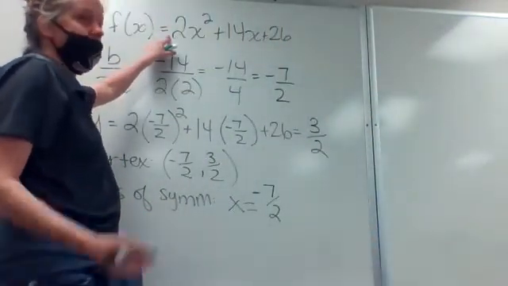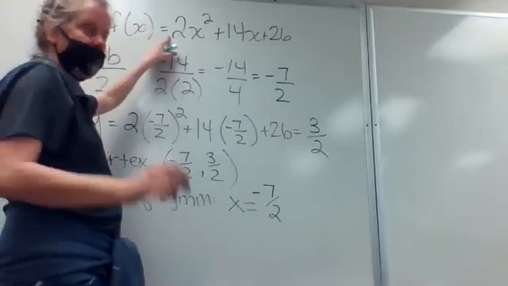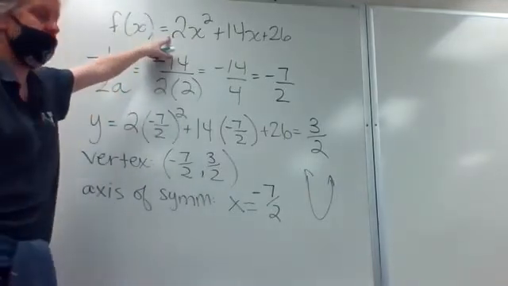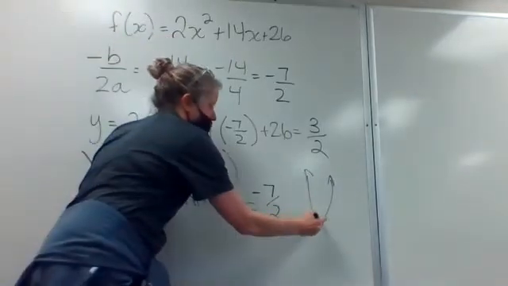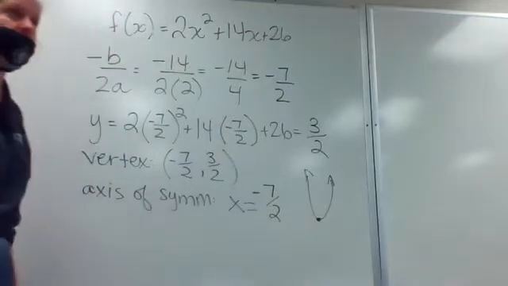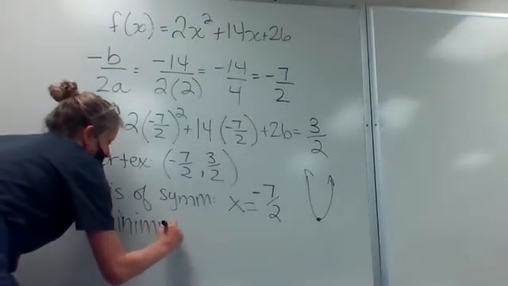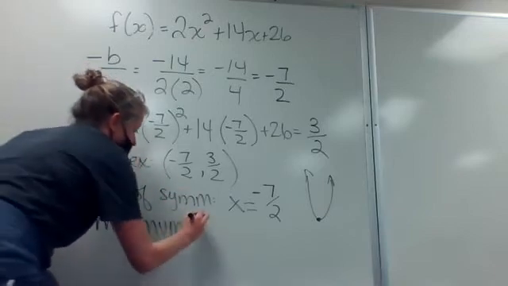So this parabola opens up, right? Since the x squared is positive. So its vertex is going to be a what? A minimum, right? Because it'll be at the bottom. And what's that minimum value? 3/2.